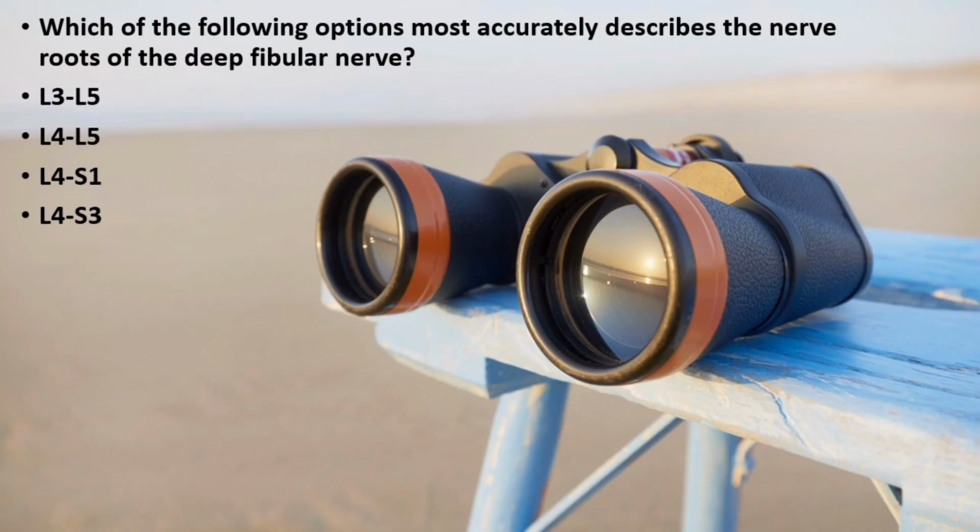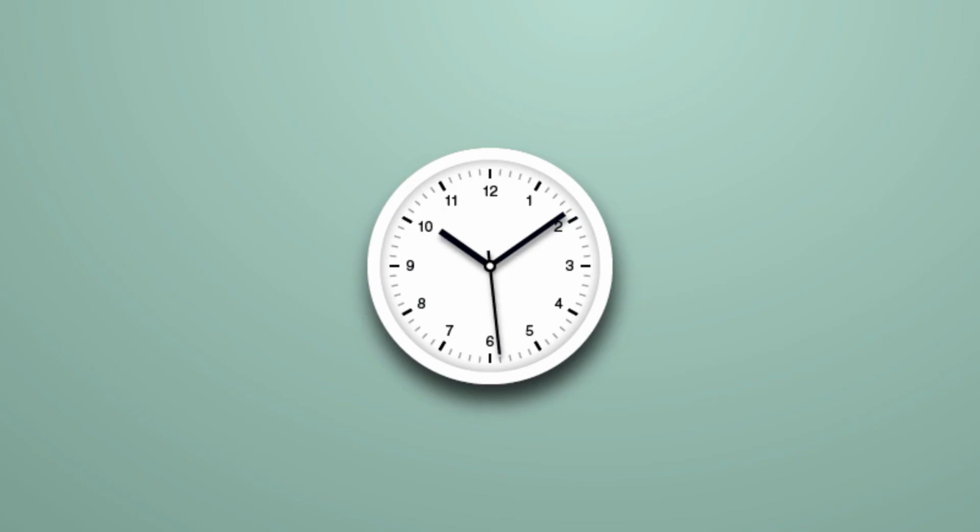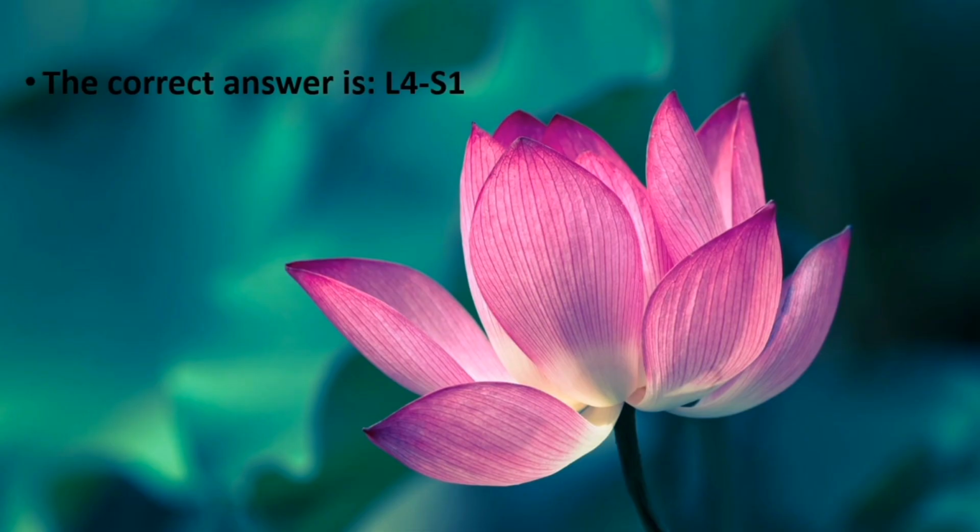2. Which of the following options most accurately describes the nerve roots of the deep fibular nerve? L3 to L5, L4 to L5, L4 to S1, L4 to S3. The correct answer is L4 to S1.